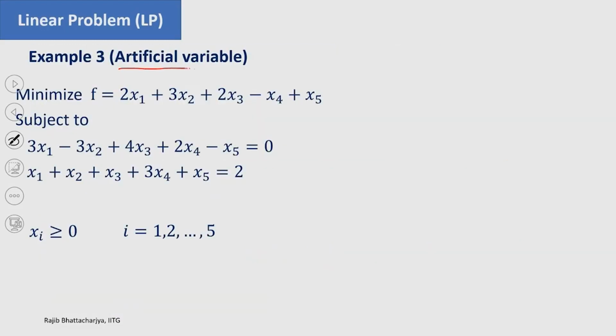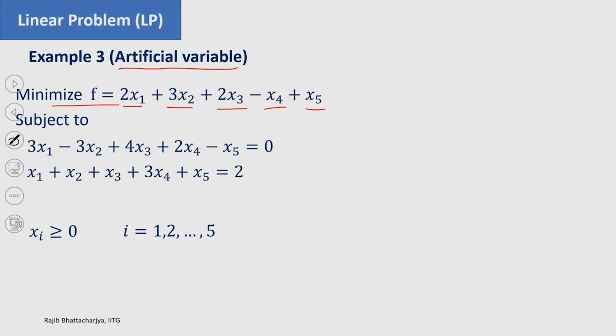I have not discussed what is an artificial variable, but in this problem I will discuss what is an artificial variable. The objective function here is a minimization type objective function, that is f equal to 2 x1 plus 3 x2 plus 2 x3 minus x4 plus x5, and subject to there are two constraints.